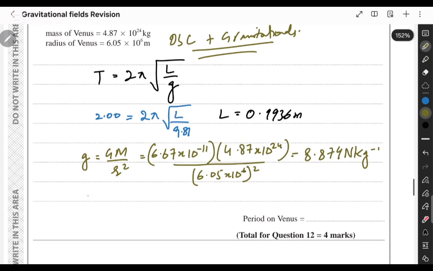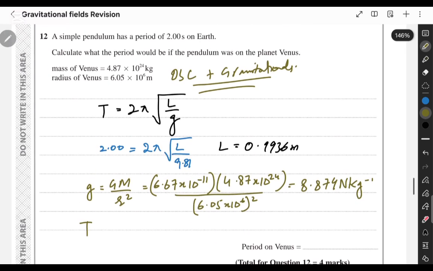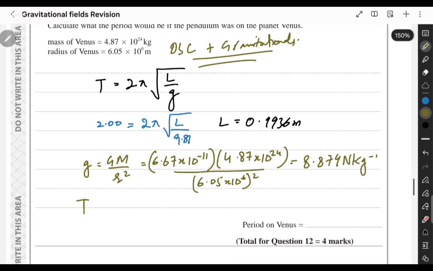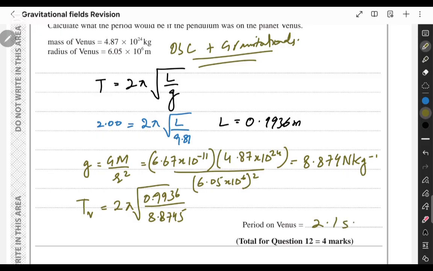Now what I'm going to do is find the new time period if the pendulum was on the planet Venus. So 2 pi square root of 0.9936 over 8.8745, and that's going to give me the new time period as 2.1 seconds.